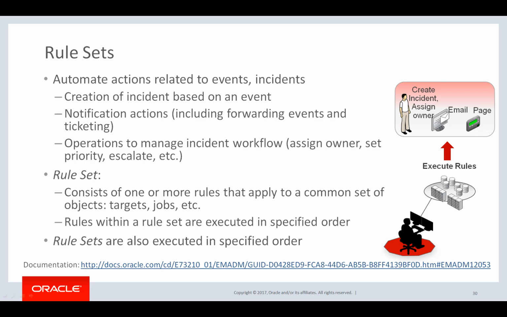A rule set can have 1 or more rules that apply to a common set of objects, such as targets, jobs, metric extensions, or self-updates, and take appropriate actions to automate the business processes. The rules within a rule set are executed in top-down order, and so are the rule sets themselves. So it's important that you organize rules and rule sets in the order in which you want them to be evaluated by the EM rule engine. Please take a look at our online documentation for more information about rule sets.